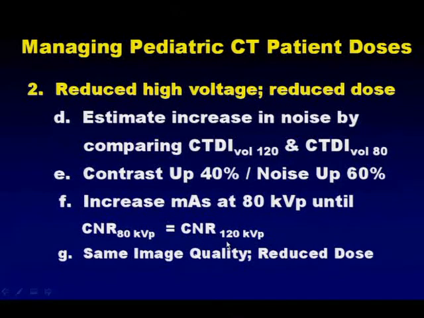So now what I've done is I've provided essentially the same image quality at a reduced dose. The contrast is elevated in the image relative to what I started with because I'm at a lower kV. But because I've reduced the dose, my noise is also elevated in the image so that my contrast to noise ratio is unchanged. So I can use either one of those techniques to start to get a handle on what I need to do with my pediatric exams.